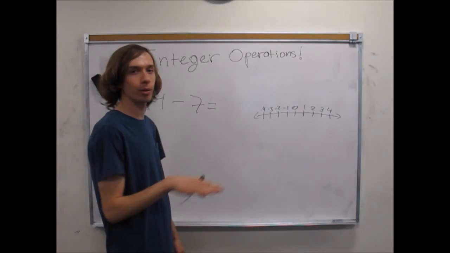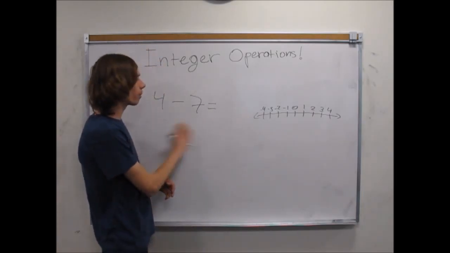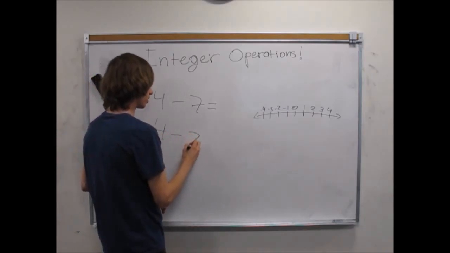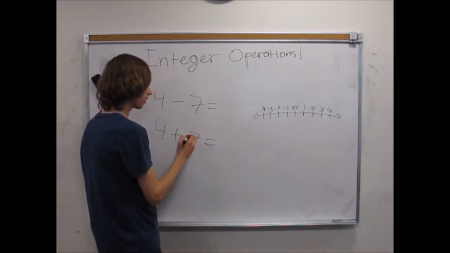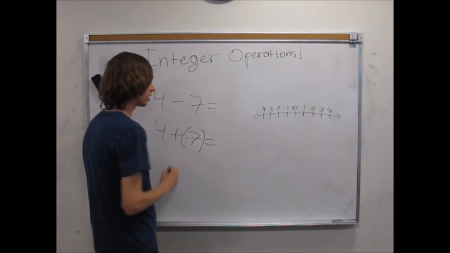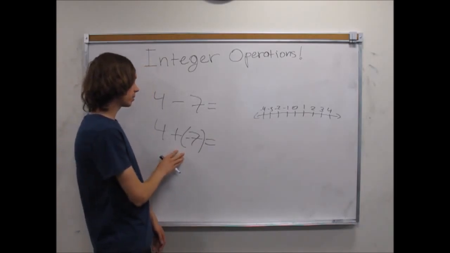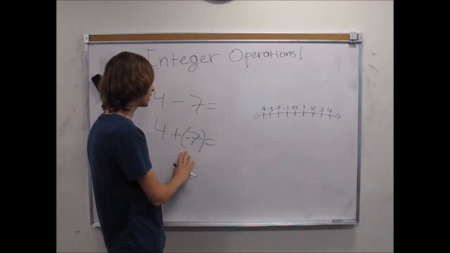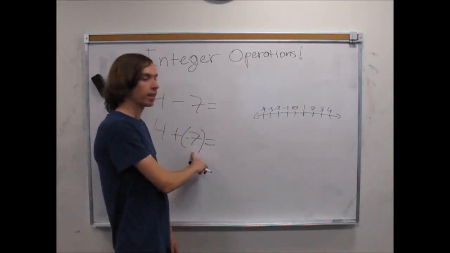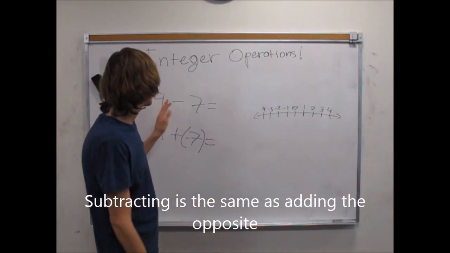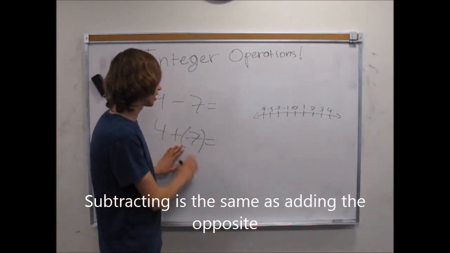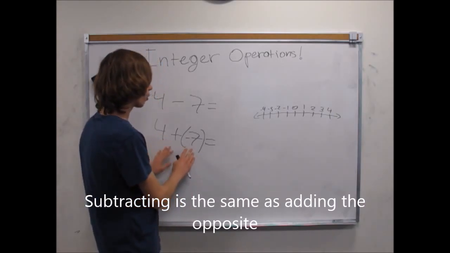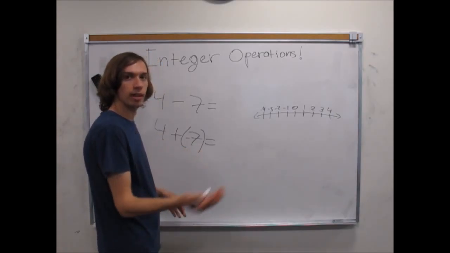Alright, let's take a look at another one. Let's say we had 4 minus 7. Well, really, if we see 4 minus 7, that's the same thing as saying 4 plus a -7. And that's because subtracting by a number is the same thing as adding by its opposite number. And so really, anytime you've ever seen subtraction, you're really seeing addition of a negative number. Same thing, they're interchangeable.